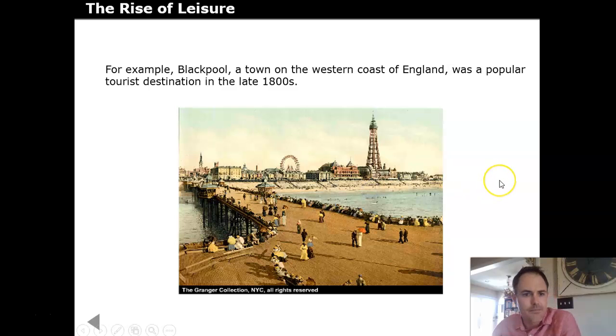You see there, the popular tourist destination of Blackpool on the western coast. Look, Ferris wheel, boardwalk.